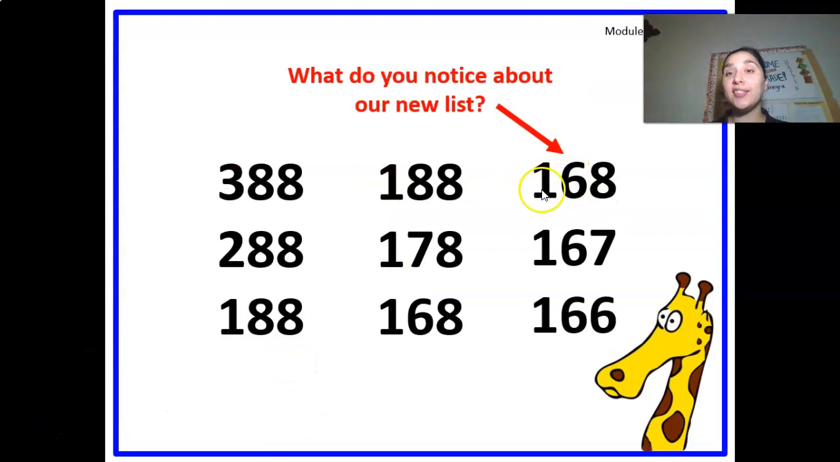Let's look at our new list. 168, 167, 166. What do you notice? Yes, you notice that the hundreds and the tens don't change, the only thing that changes is the ones, and we are counting by the ones, one less.